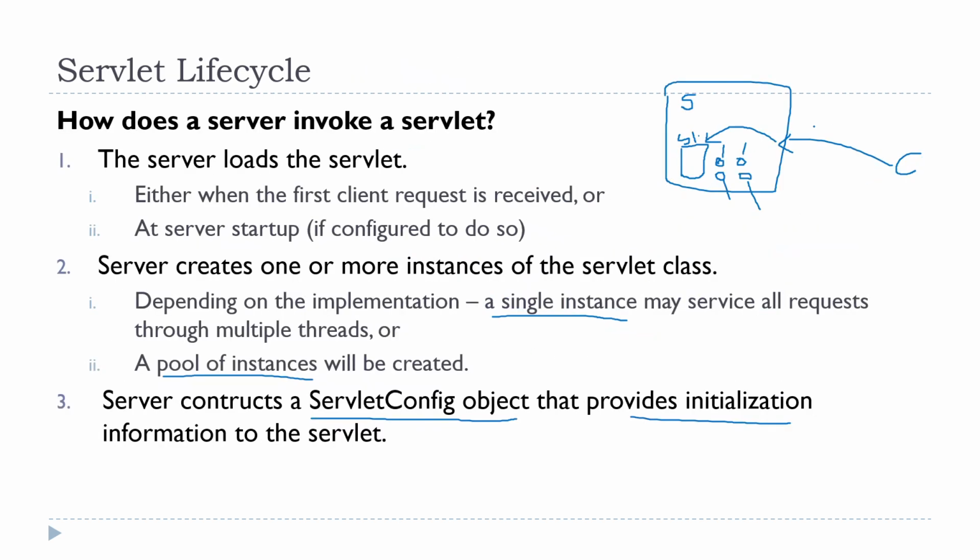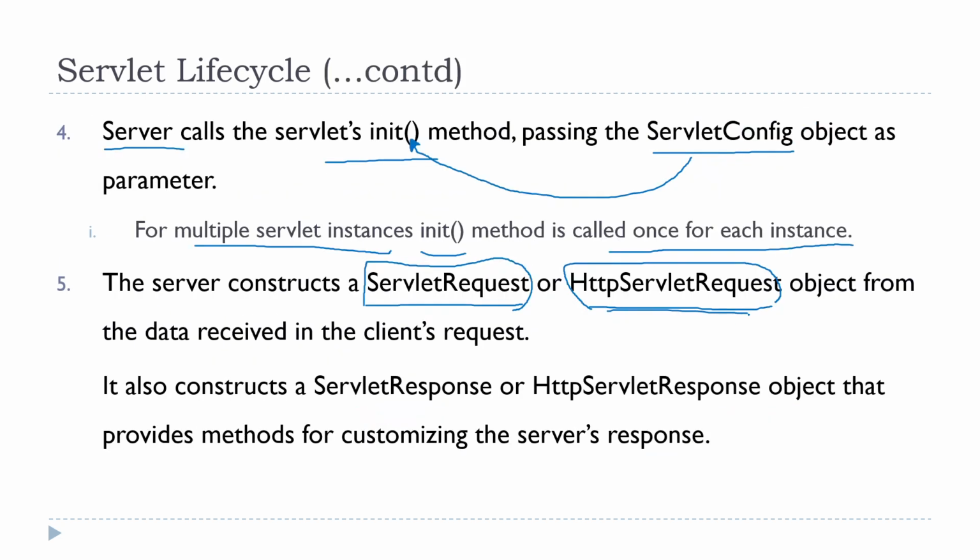The client had sent a request here and this request had some data, right? So using this data, the server will create an HTTP request object and it will contain this data. So this data D, which was passed from the client to the server, is now wrapped inside an object of type HTTP servlet request. Then the server will also create a servlet response or HTTP servlet response object, depending on if it is a generic servlet or HTTP servlet.